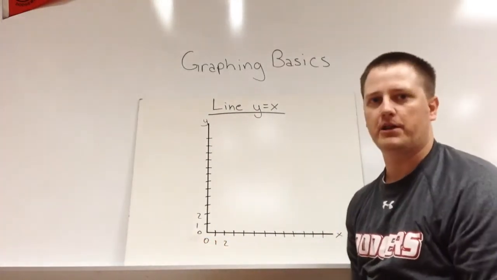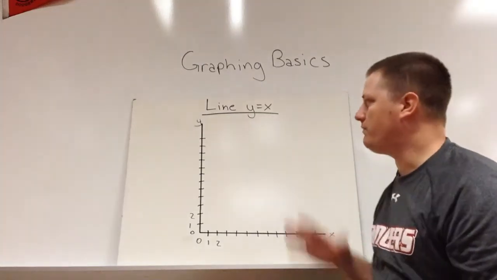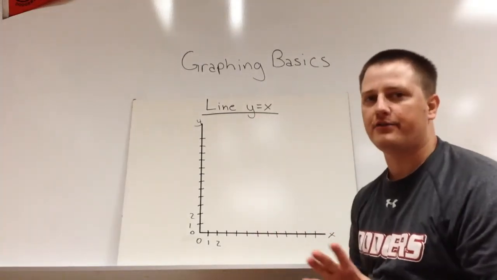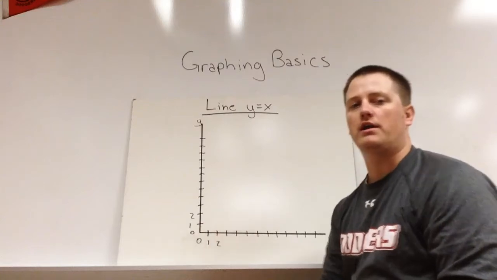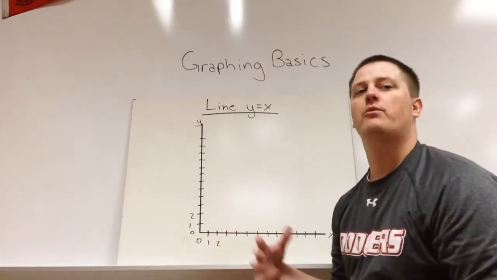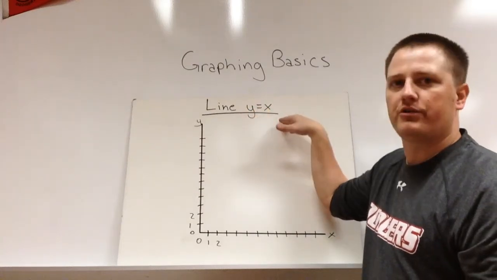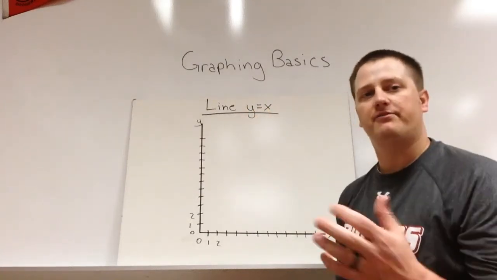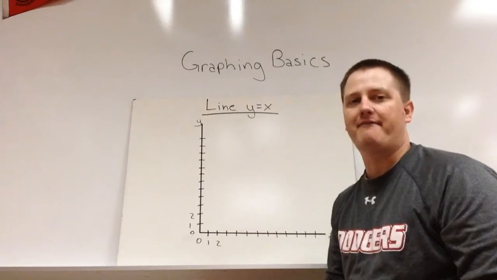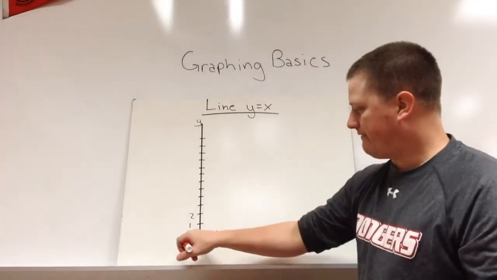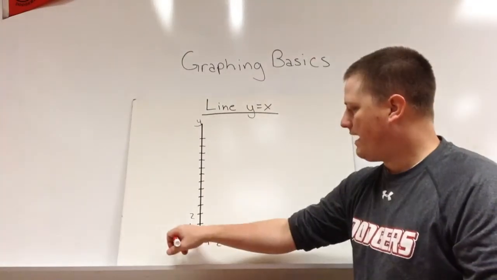The last thing we want to look at is the line y equals x. This line is very important because all other lines are kind of built from it. So we want to start with this. Y equals x is saying when the y value equals the x value. If we have an x value of 1, that means our y value is 1.